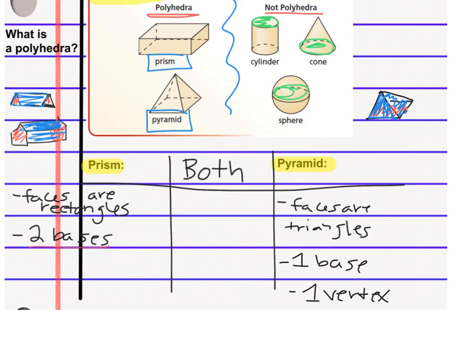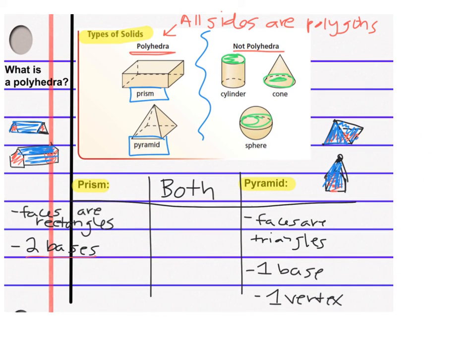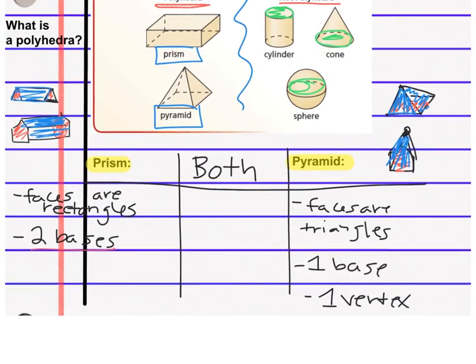I could have a pentagonal pyramid, something like this, where again there would be one base. This is the base, and the faces would be triangles, and there's that vertex at the top. So it's not really about just triangles versus squares. I think counting the number of bases is probably the most helpful way.